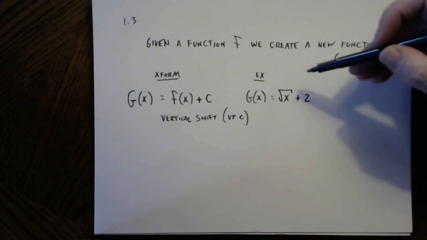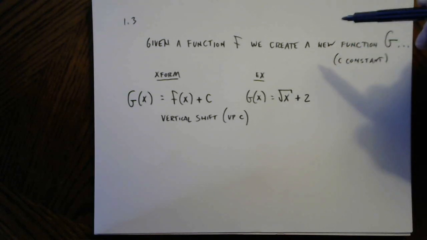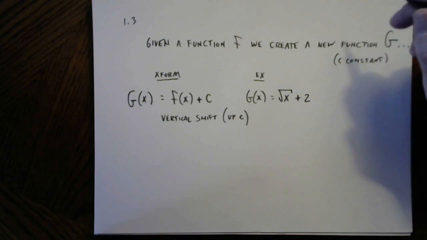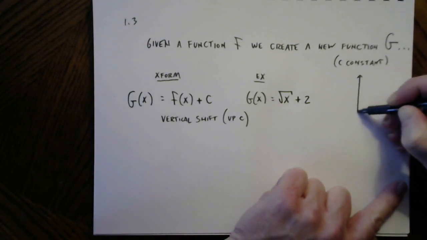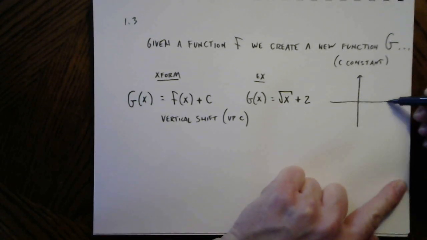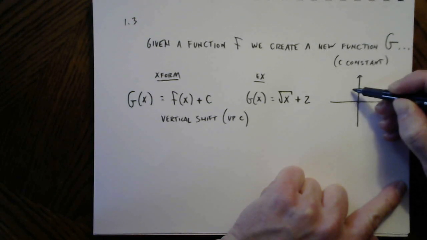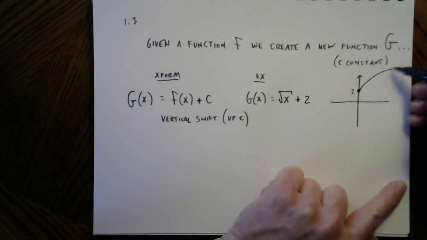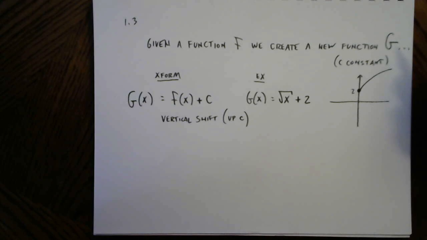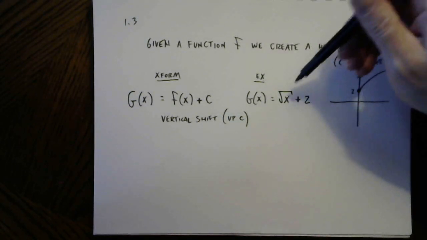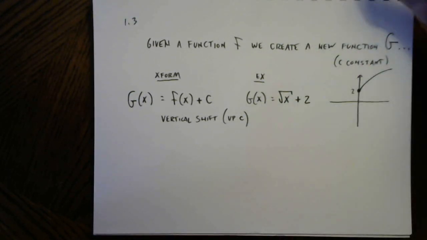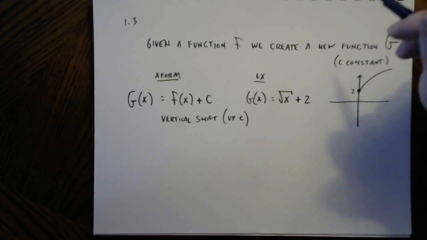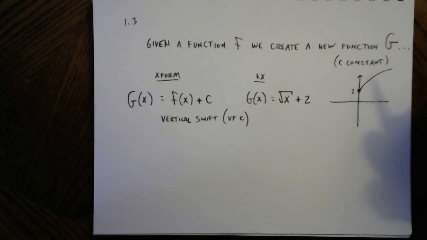So for this example, I'm taking the old square root function, which starts at the origin and tails off. That whole thing is going to be shifted up 2. So I'm going to start up 2 units and have the same shape. And of course, if this happened to be root x minus 2, what does that mean? If I move up negative 2 units, that's moving down. Okay?